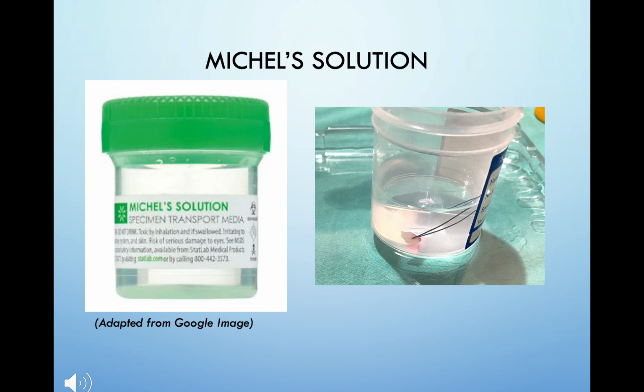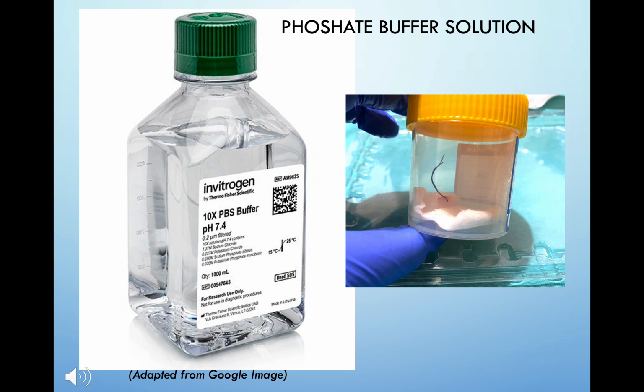Please do not use formalin for fixation. You can choose to use Michel solution as a transport medium and just place the specimen into the solution. Alternatively, you can use phosphate buffer solution as a transport medium if you don't have Michel solution. You can either place the specimen on the gauze which has already soaked in the solution and then place it in a specimen bottle, or just directly place the specimen into the solution in the specimen bottle.